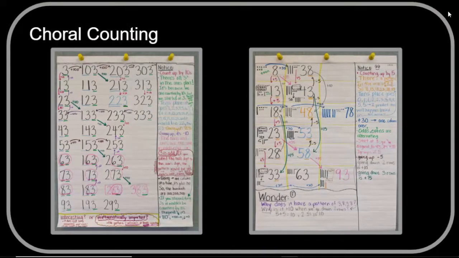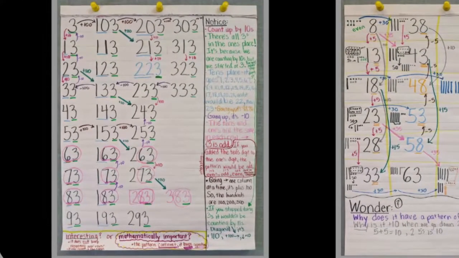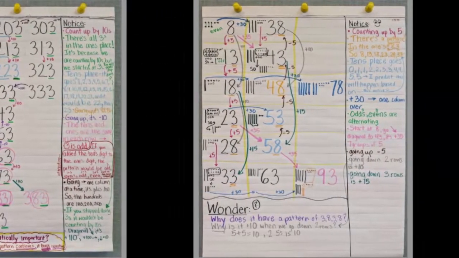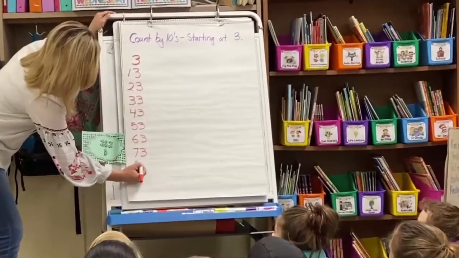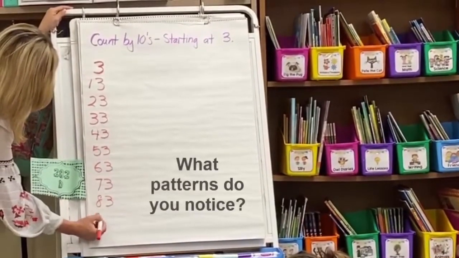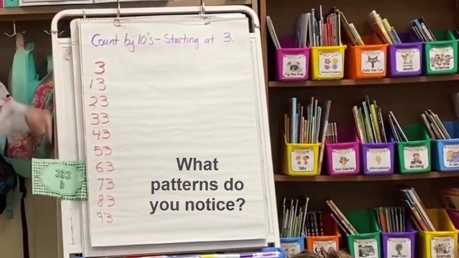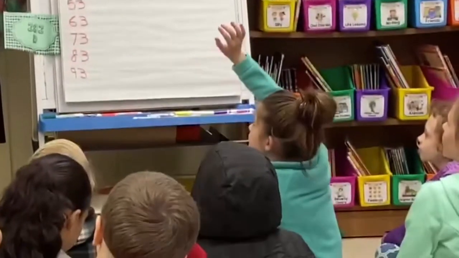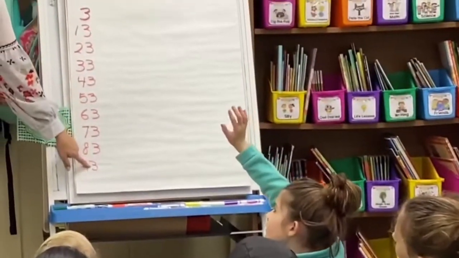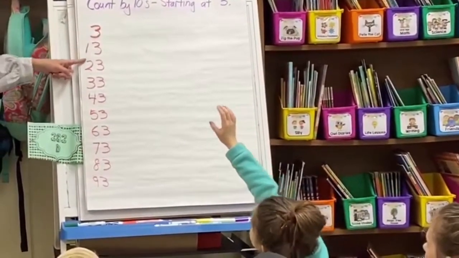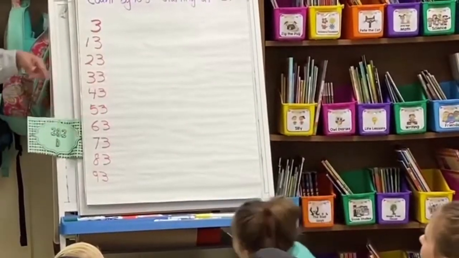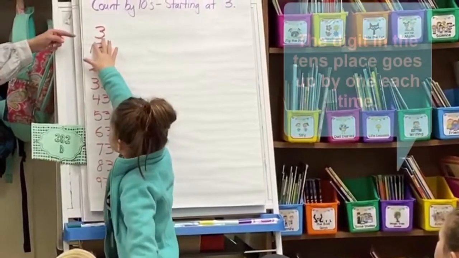Choral counting is another classroom routine that can lead to discussions and observations about patterns that occur when skip counting forwards and backwards. As students count by given increments, the teacher guides the discussion to include what do you notice and what do you wonder. 83, 93. Do you notice any patterns as we're counting? They all have a 3 in the ones place. Do you notice anything happening here? It's like a 0 right there.